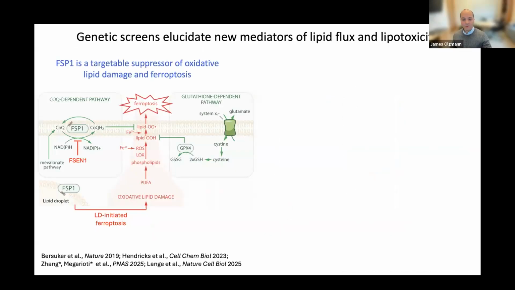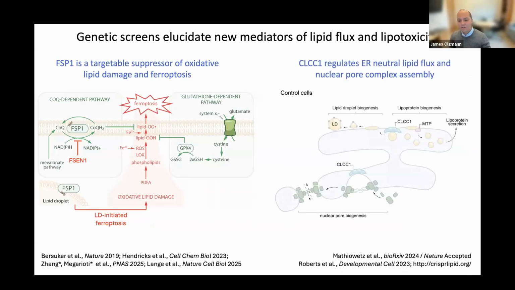And so I'll just end here by concluding what I've told you about today in two parts. In the first portion, I told you about our discovery of FSP1 and its role in protecting membranes, both the plasma membrane and ferroptosis, as well as neutral lipids within lipid droplets, and our identification of FSEN1 as an inhibitor. And the second, I told you about CLCC1 and its role in neutral-lipid flux, and what I think is probably its ancient role in mediating membrane fusion for the insertion of nuclear pores.